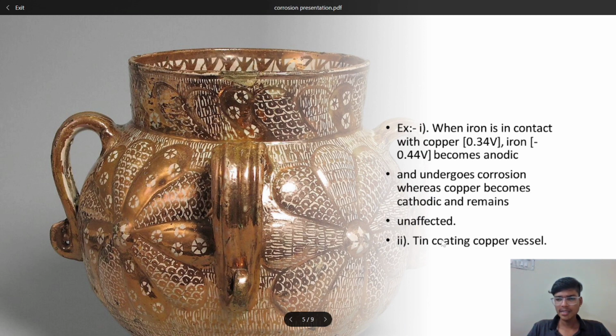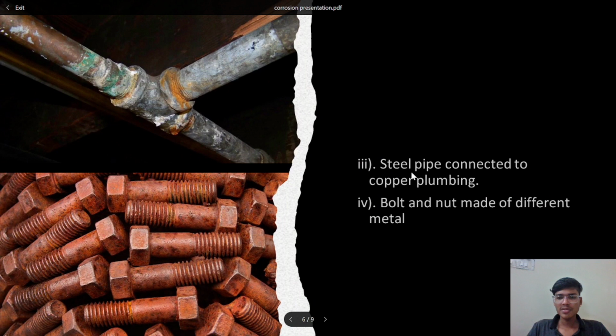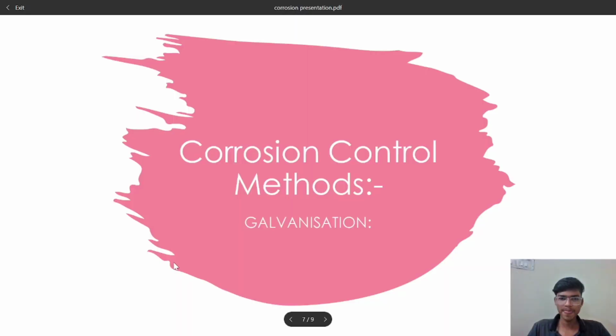Another example is a tin-coated copper vessel. A few more examples of differential metal corrosion are a steel pipe connected to copper plumbing, and a bolt and nut made of different metals.